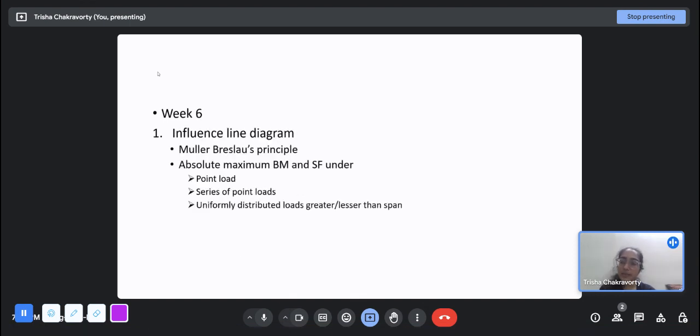In week 6, we looked at a separate topic, the influence line diagram, which is the variation of bending moment or shear force or any particular kind of response as a force or a set of forces move along the length of a beam. We looked at the Mueller-Breslau principle that gives the influence line diagram in a qualitative manner, and the absolute maximum bending moment and shear force under point load, series of point loads. For example, when a car or a truck moves over a bridge, then its wheels form a series of point loads, and uniformly distributed loads greater than or lesser than the span.